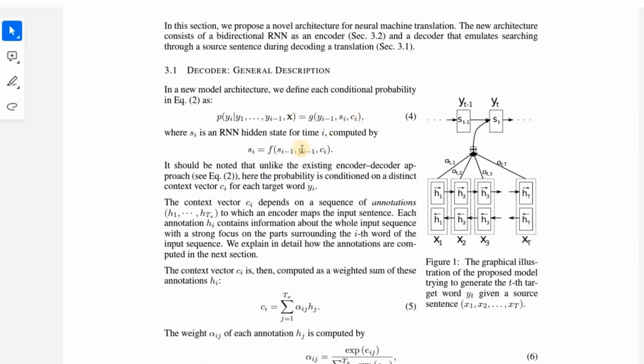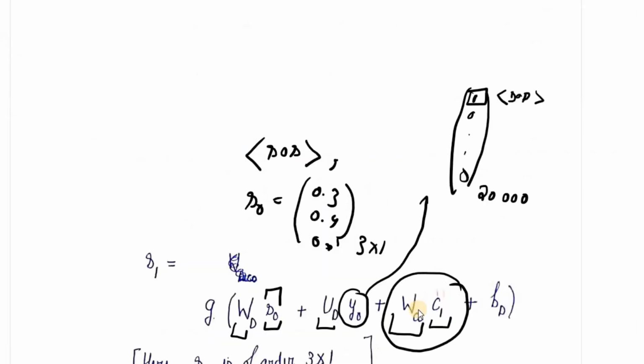This is what the author meant when he said that while doing the hidden state prediction for the decoder, we will need the hidden state of the previous time step, the previous predictions which we put in the form of a one-hot encoded vector, and the context vector at that point of time.